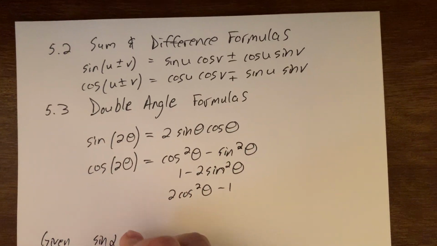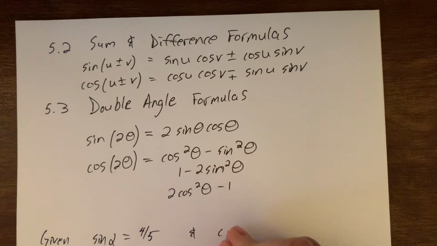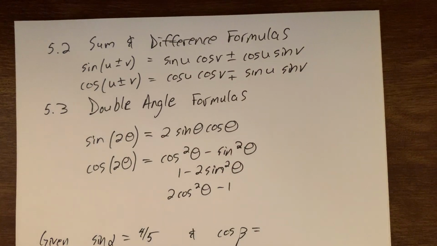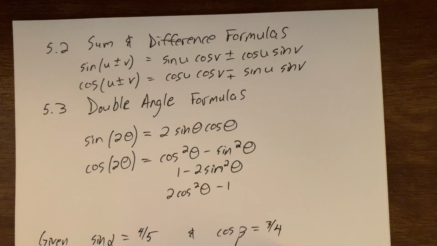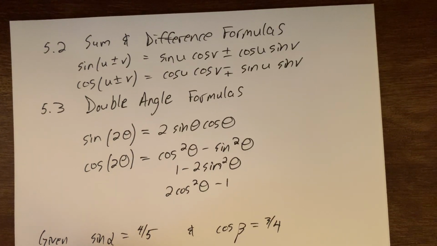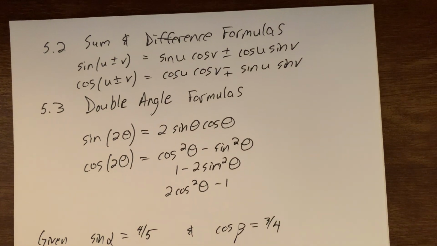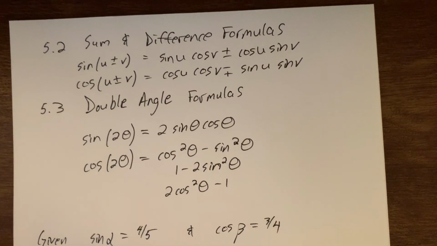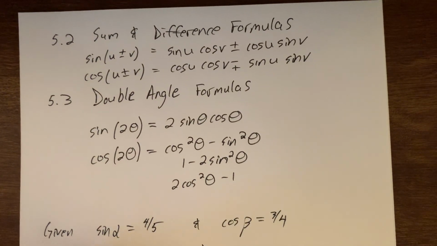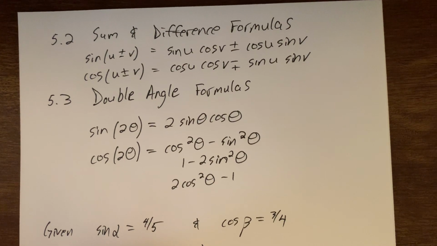Given sine of alpha is 4/5 and cosine of beta is 3/4, let's evaluate. We'll keep this one, our numbers are a little easier, and we'll do 4 problems here. Number 1, we'll do sine of alpha plus beta. And I'm sorry, the evaluate will also have the exact answers here, exact values.